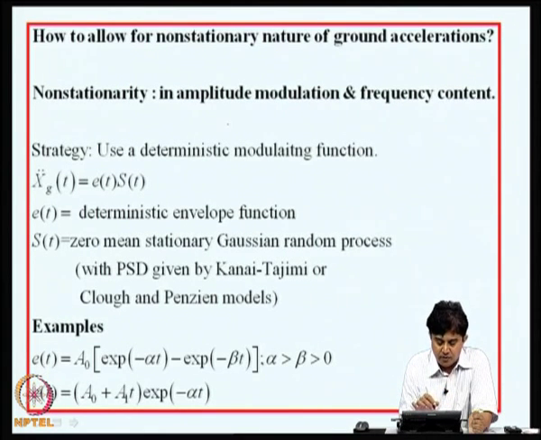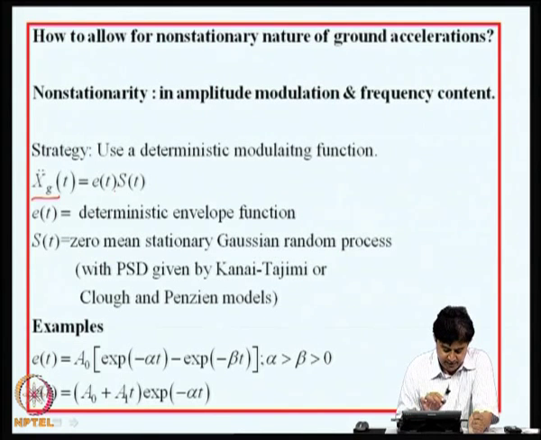For the time being, if we focus only on amplitude modulation, we can use this strategy where we consider the ground acceleration to be the product of E of t and S of t, where E of t is a deterministic envelope function and S of t is a zero mean stationary Gaussian random process, which could be the Kanai-Tajimi or the Clough and Penzien random process.